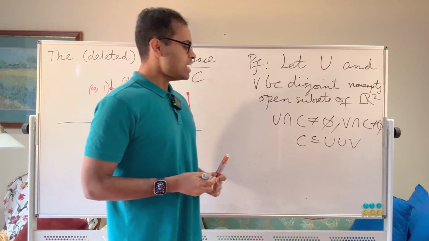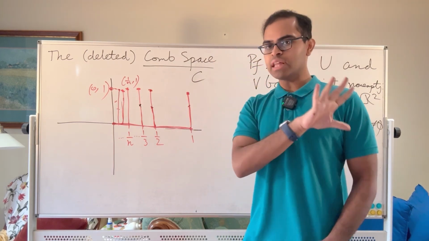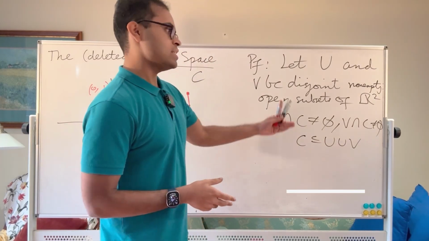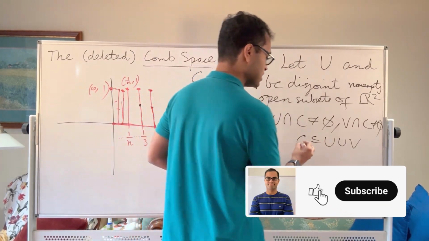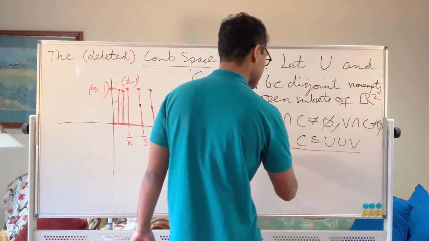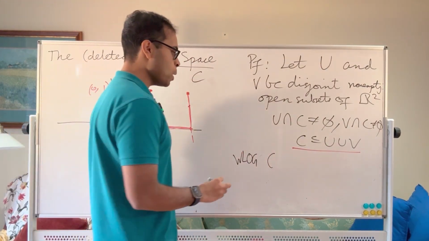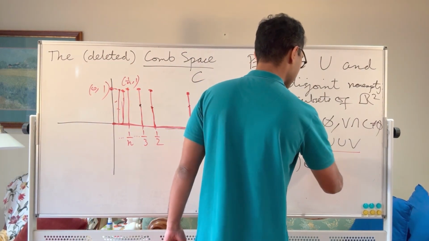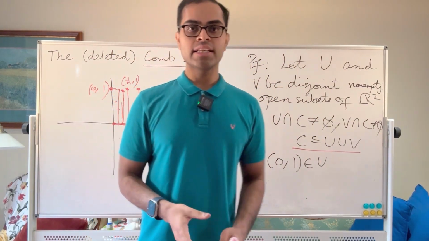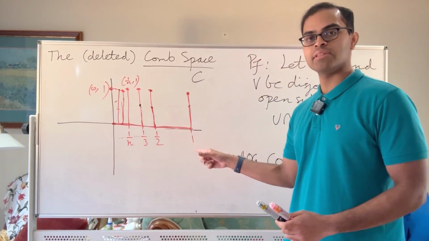Now here's the point. One of these, U and V, is going to have to contain our point (0,1), because we agree that without (0,1) it's connected. So one of our open sets is going to contain (0,1) by this condition that C is contained in U union V. So let's say, without loss of generality, which is an abbreviation, that (0,1) is contained inside U. Now here's the thing. Any open set in the plane that contains our (0,1) is going to contain a whole lot of other points on the comb space. Why is that?